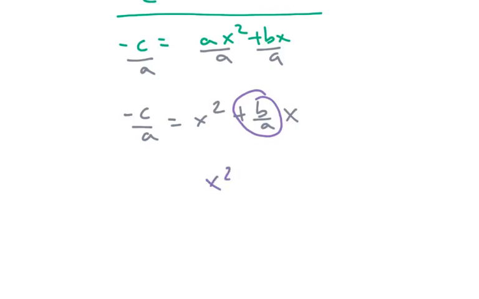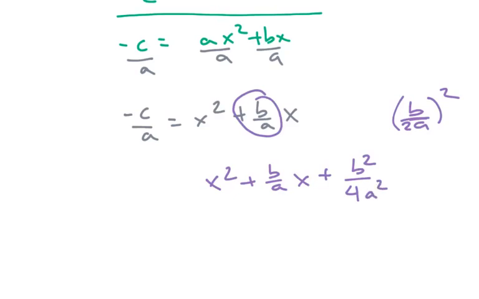So we'll end up getting x squared plus b over a x. Now I said we're going to take this b over a and divide by 2 and then square it. So this is going to give me b squared over 4a squared. And what we need to remember is what we add to one side, we have to add to the other. So I have to add this b squared over 4a squared to the other side as well. So we'll go ahead and do that, and we're going to continue the process.